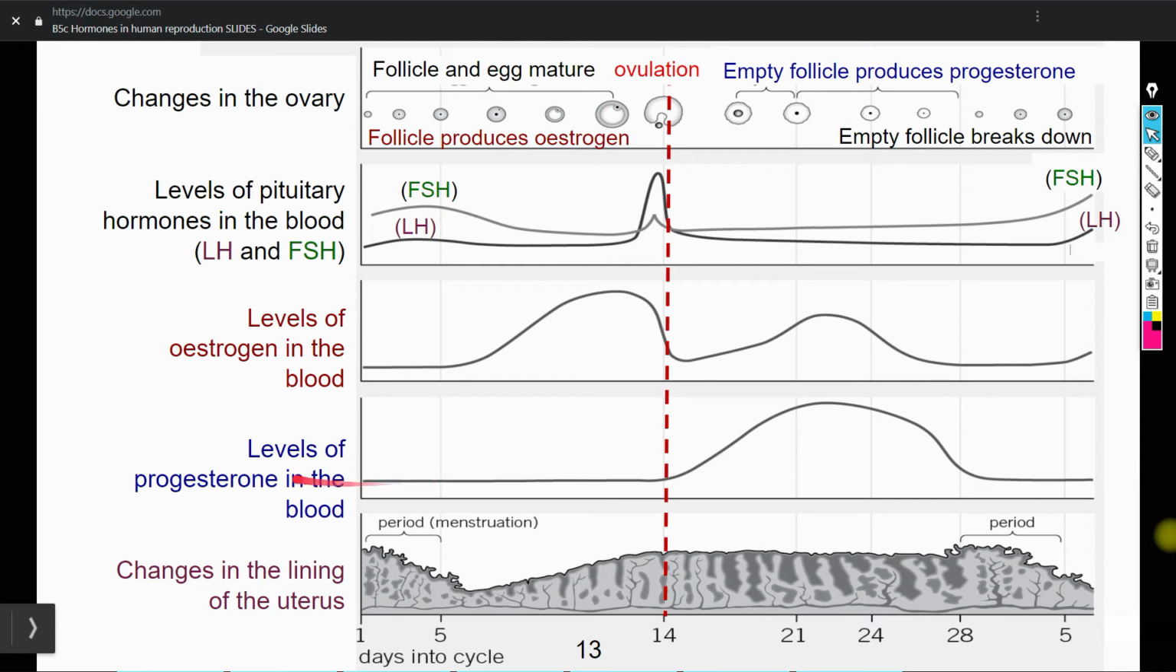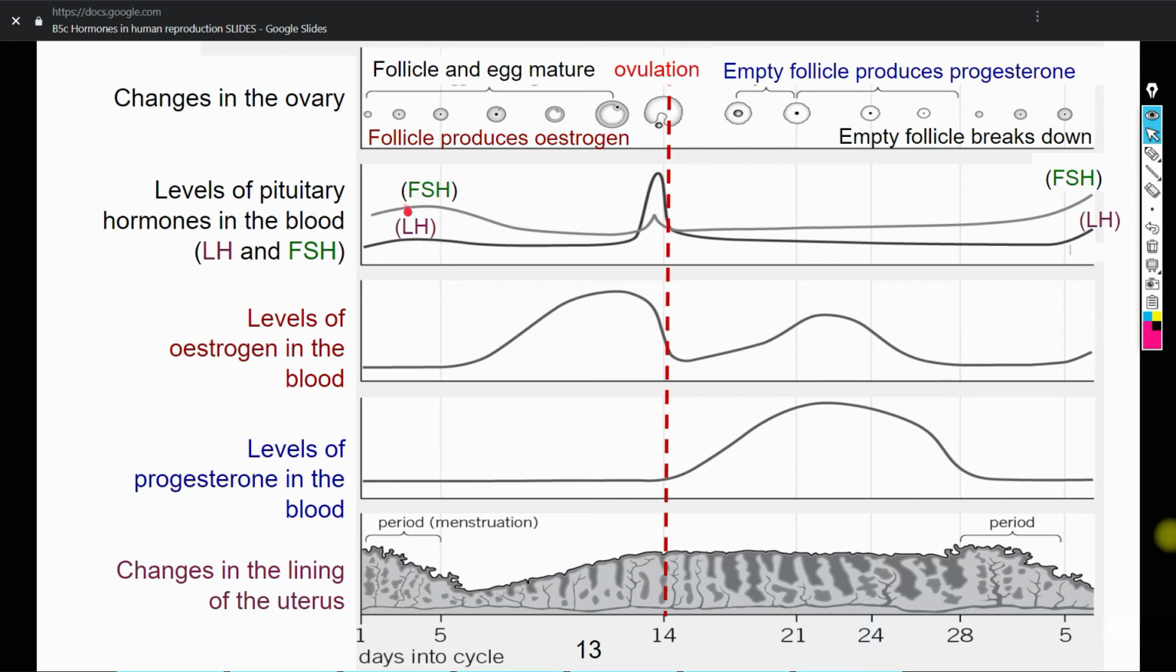So this slide shows quite a complicated series of graphs. Now let's go through it slowly. At the top of this graph, what it's showing over the whole of the menstrual cycle from day 1 up to day 28 here, in the beginning of the next menstrual cycle, shows what's happening in the ovaries. So at the beginning of the menstrual cycle, we've got very small immature follicle containing the egg.